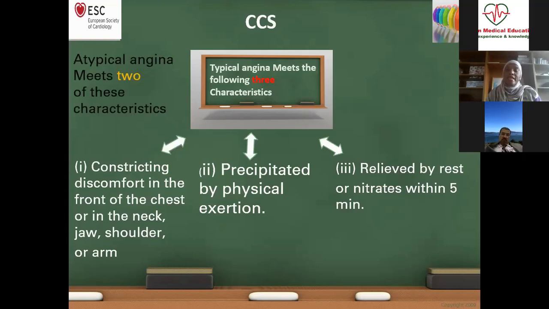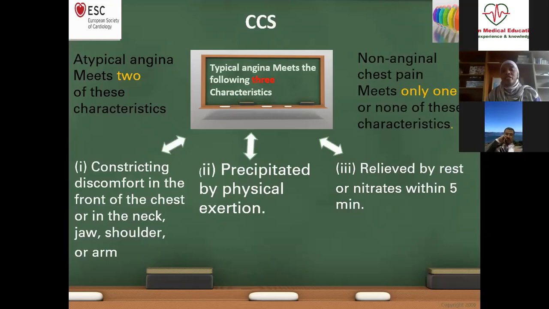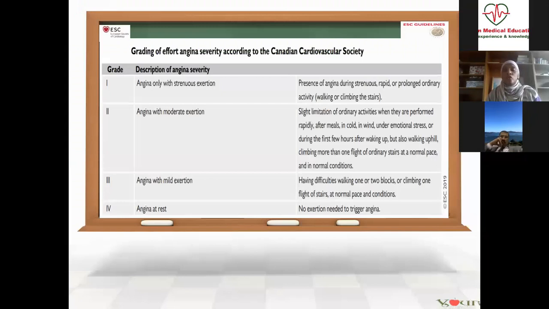If we have only two criteria or two characteristics, this is atypical angina. Next. And we could say this is a non-angina chest pain if only one of these three characteristics is present. Okay, so next. And of course, we have to grade those patient symptoms according to the Canadian Cardiovascular Society. Next.